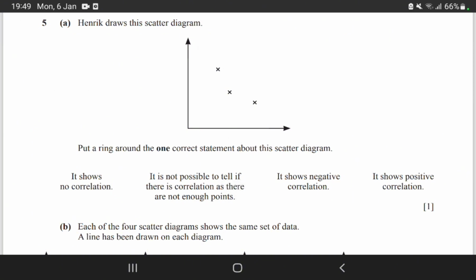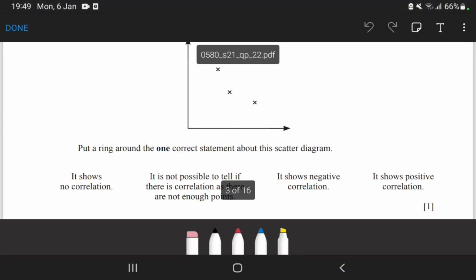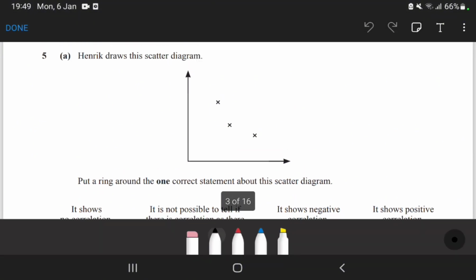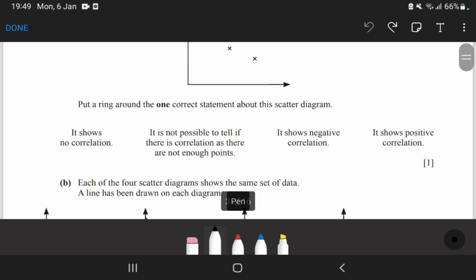Okay, so for number 5a, it shows us this scatter diagram, and it's really clear that if you join the points together, it will give us a downward sloping line, which means that it is a negative correlation.